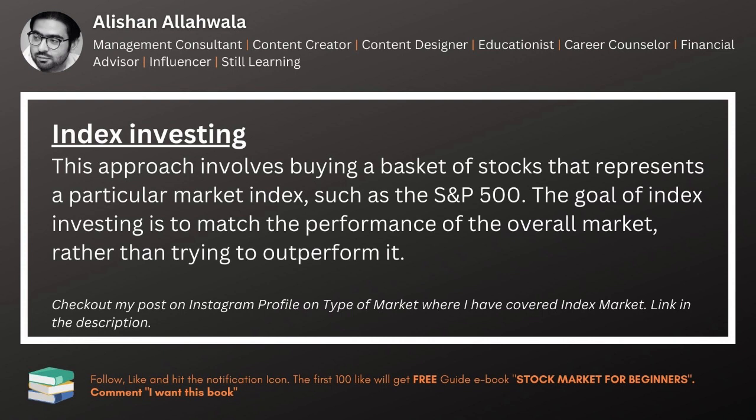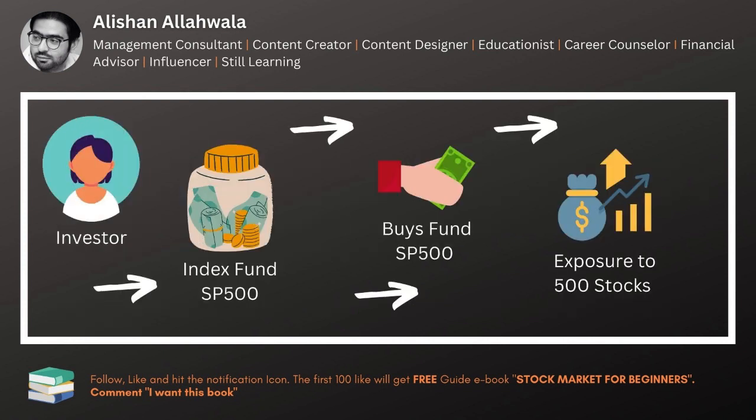An investor who buys an index fund that tracks the S&P 500 is essentially buying a basket of stocks that represents the index. For example, let's say an investor is interested in investing in the S&P 500 but doesn't want to individually research and select each of the 500 stocks in the index. They decide to buy an index fund that tracks the S&P 500. By buying this fund, the investor is able to gain exposure to the 500 stocks in the index in a single investment.